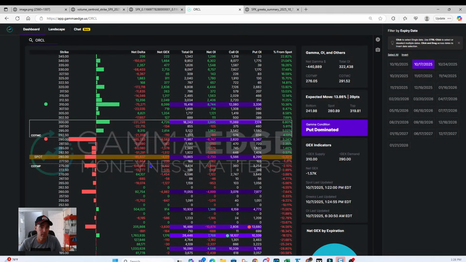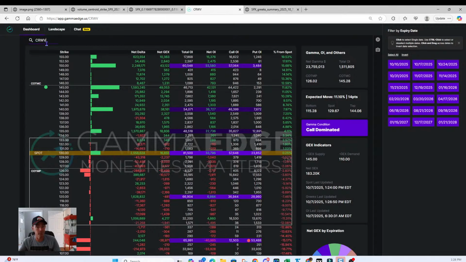So weakness continues in Oracle for the next couple expiries there. So if the market was moving up, Oracle would not be the first one that I would go with. I'd go with NVIDIA.